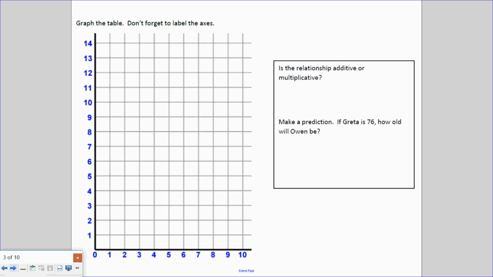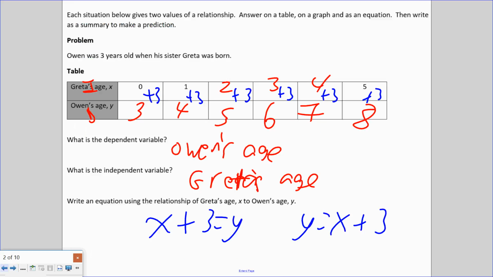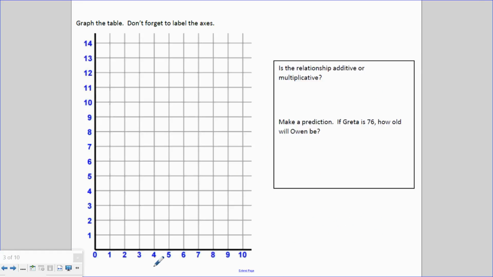Now let's create a table. So they say the x-axis is Greta's age, and this is Owen's age. So when Greta is 0, Owen is 3. When Greta is 1, he is 4. When Greta is 2, 5, 6.